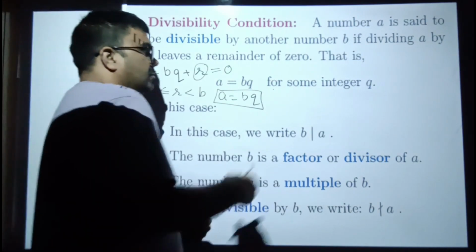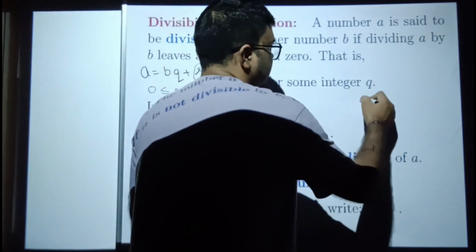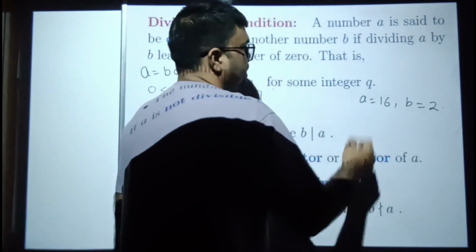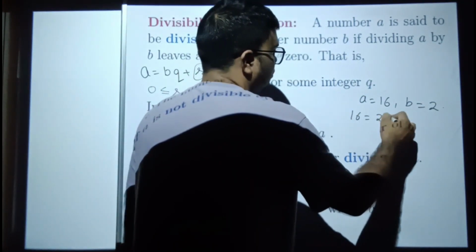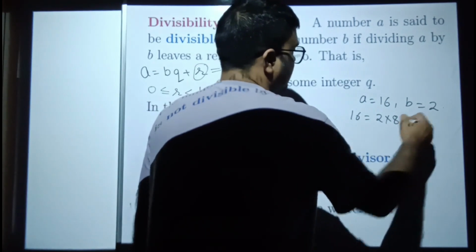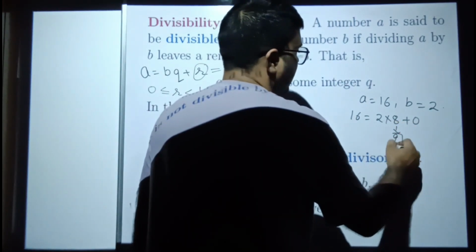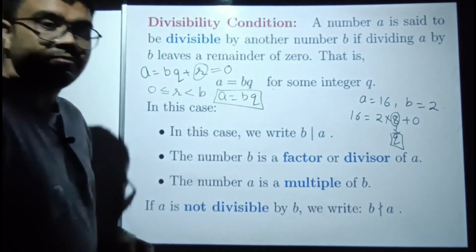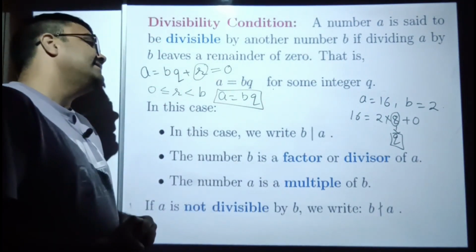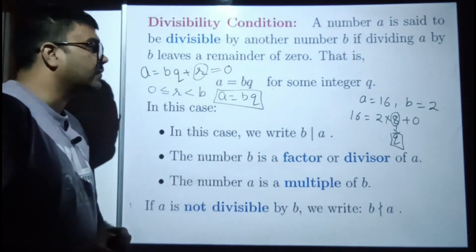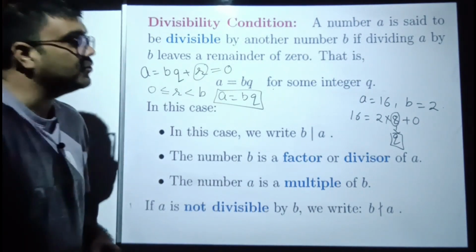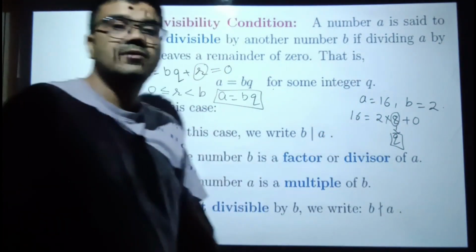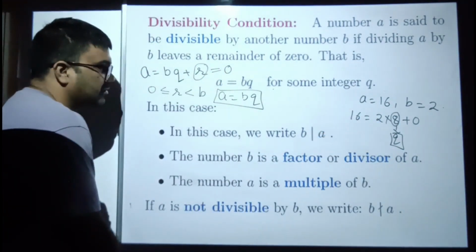So if we look at the example, suppose I am talking about a is equal to 16, b is equal to 2. So I can write 16 is equal to 2 into 8 plus 0. The value of q I have over here is 8. The remainder is 0. In the statement of the division lemma, we will have it in this form. So we are saying that 16 is divisible by 2.